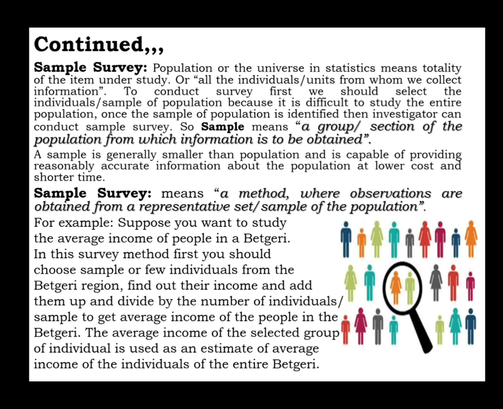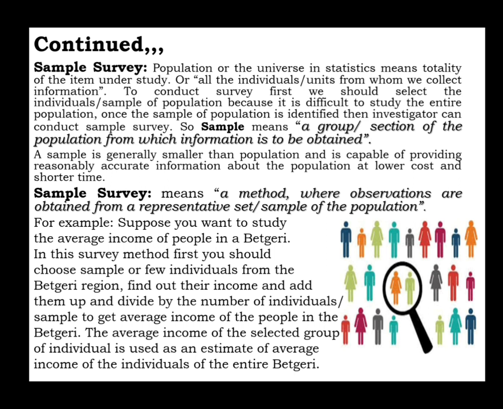A sample is generally smaller than the population. If we see the number of people in that image, we can find around 20 to 25 people there. At the same time, the individuals who are selected, in that ring, are only 2, so the number of those individuals is less than the entire population. That is the sample, which is generally smaller than the population, and is capable of providing reasonably accurate information about the population at a lower cost and in shorter time.